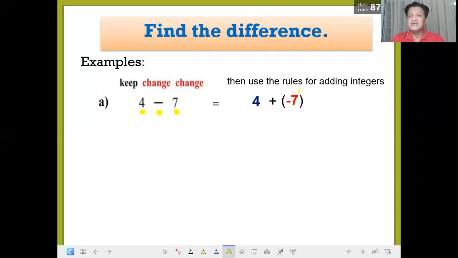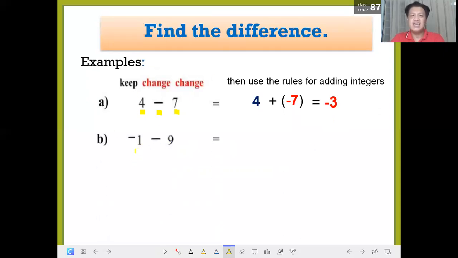Take note, this is addition of integers with different sign. Di ba? Ano nga yung rule natin doon? If you are going to add with different sign, just simply subtract. And then copy the sign of the greater absolute value of the integer. Meaning to say, what is 7 minus 4? Di ba 3? So, sino yung mas malaki yung absolute value niya? That is negative 7. Or meaning to say, that is 4 plus negative 7 is equal to negative 3. Okay, let's proceed.